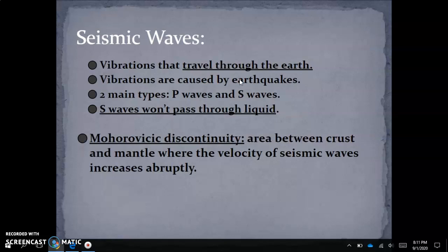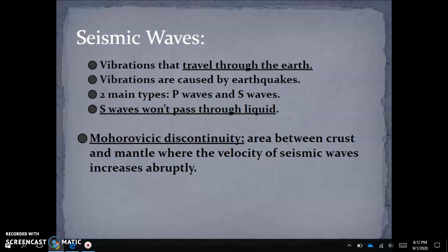So going back to the question, how the heck do we know that the outer core is actually a liquid? Well, we know because of something called seismic waves. These are just vibrations that travel through the Earth, and they are typically caused by earthquakes. There are 2 main types of seismic waves. You've got P waves and S waves, and we will talk more about these waves when we talk about earthquakes.